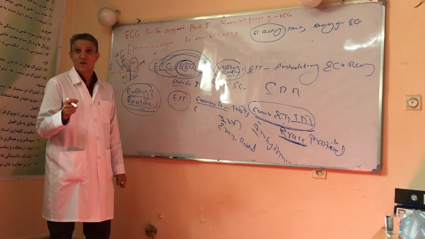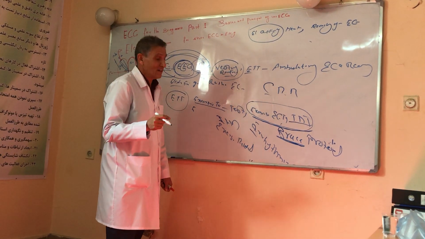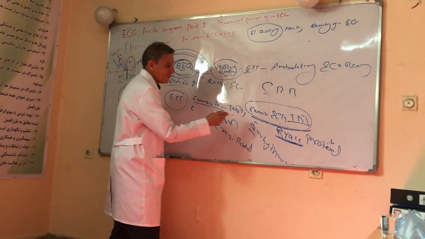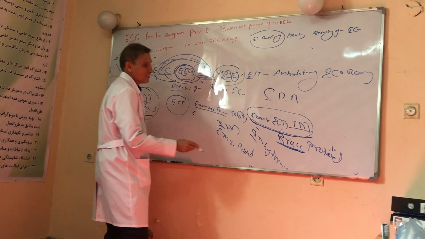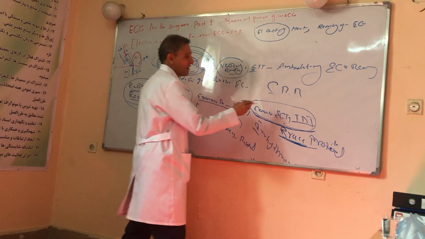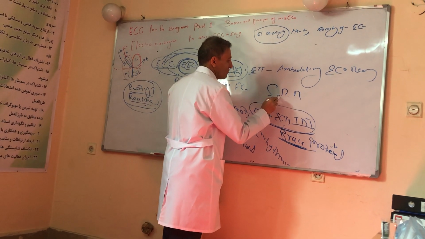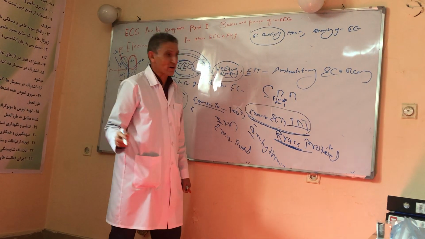For example, 2 morbidity in 10,000, 1 mortality in 10,000. This was about the complication of this test, ETT. As I mentioned before, this test is performed by Bruce protocol. And this test finally will be finished or ended by one out of these 4 reports.